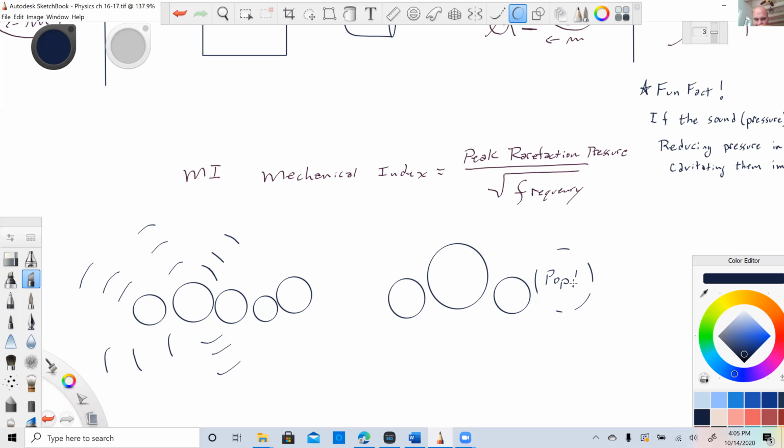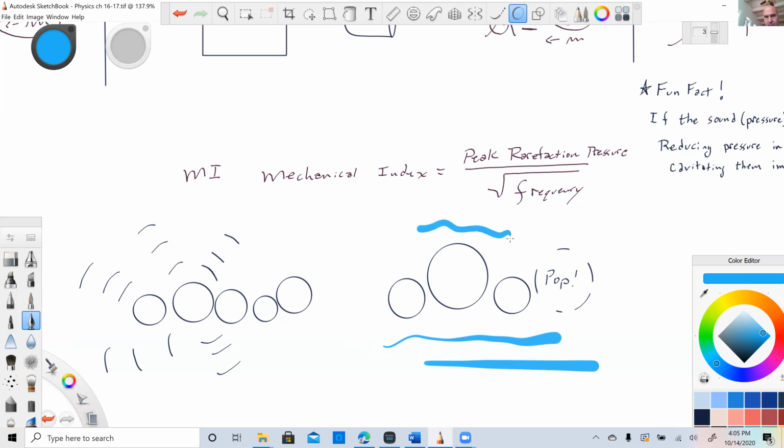Now, something the book doesn't mention, and I don't know why, is that contrast works even without harmonics. Now, why was that? Why would contrast work? Let's see, we're surrounded with water, right? And what's inside of here? Some kind of gas.